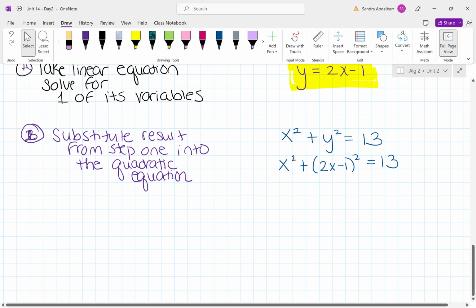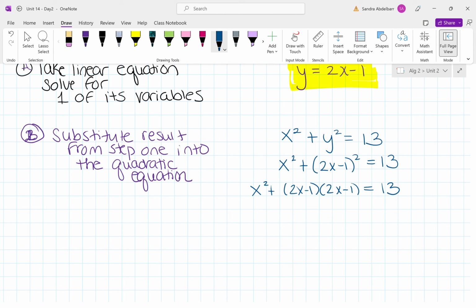Right, now we have to FOIL this out. So we are x squared plus 2x minus 1 times another 2x minus 1 equals 13. This is not 4x squared plus 1. It is not 4x squared plus 1 when you multiply that out. If you can multiply it in your head because you know it's a perfect square trinomial, you can. If you don't, double distribute, FOIL, whatever it is that you do, just do not write that it's 4x squared plus 1. So this is 4x squared minus 2x minus another 2x plus 1 equals 13.